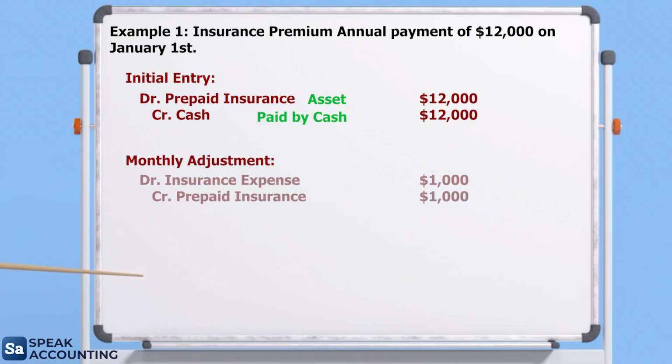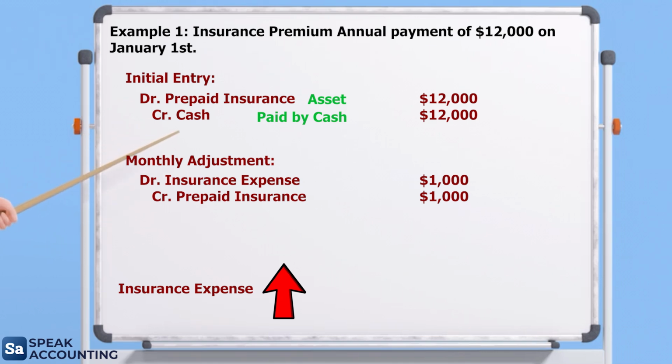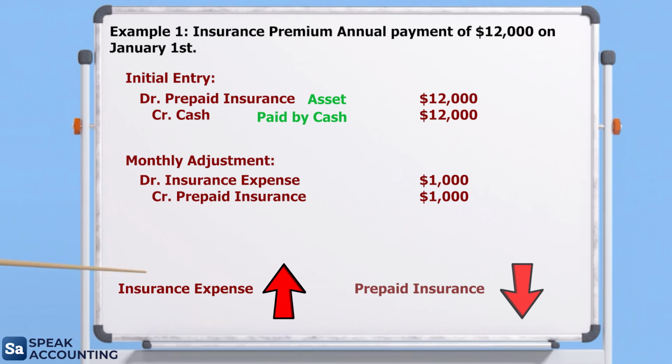Monthly adjustment: debit insurance expense, credit prepaid insurance $1,000. Explanation. We debit insurance expense because we are recognizing the expense for the month's insurance coverage. We credit prepaid insurance because the benefit of the insurance is being consumed over time.